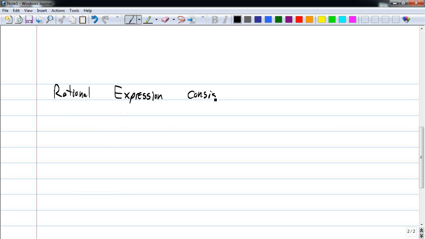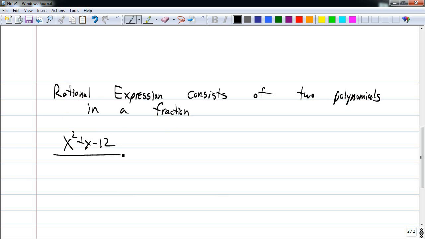consists of two polynomials in a fraction. Okay, so an example is x squared plus x minus 12 over x squared plus x minus 6.